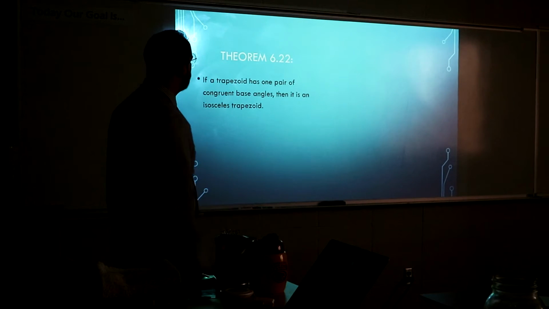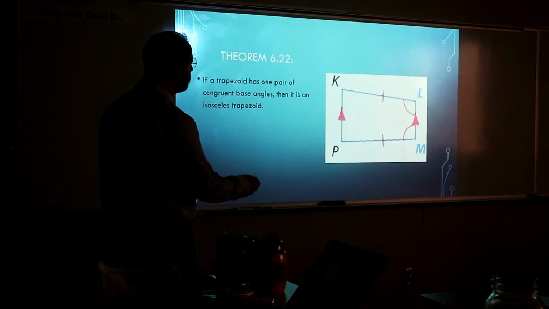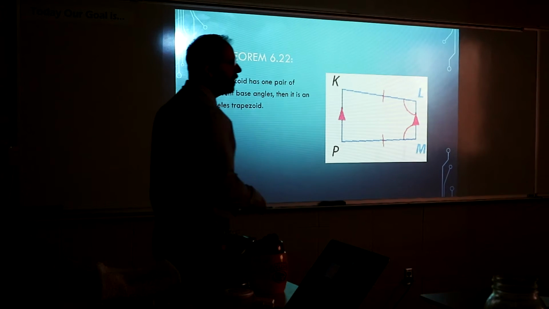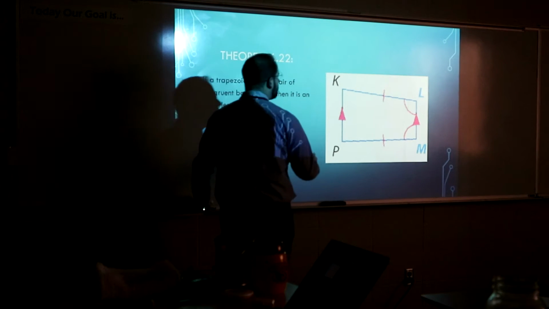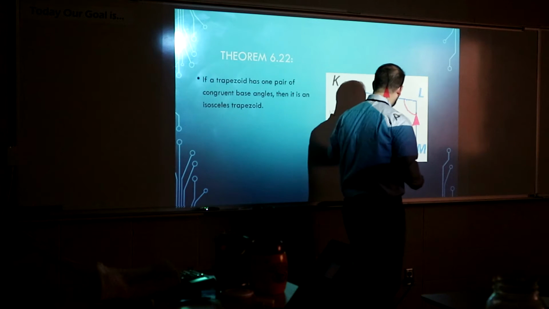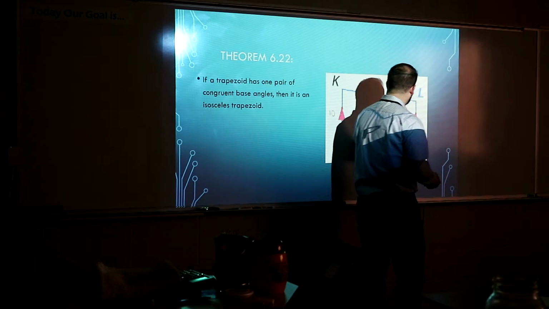All right, second one, this is 6.22. This is the theorem that we had on, I think this was Friday as well. Pair of base angles are equal. Show that it's isosceles. It's the same thing. The only thing I want you to think about in this one in particular is knowing where the bases are. So if they told you this is 10, this is 5, let's say this is 60 degrees.